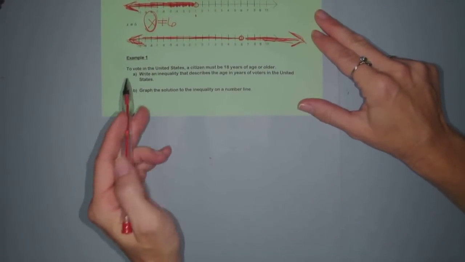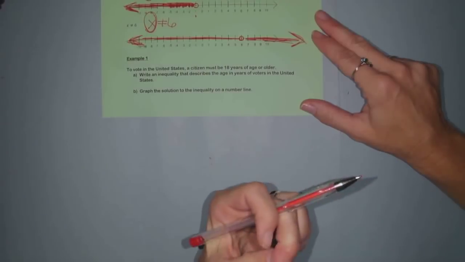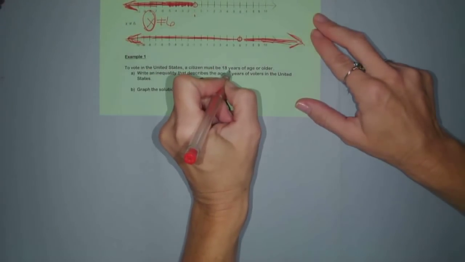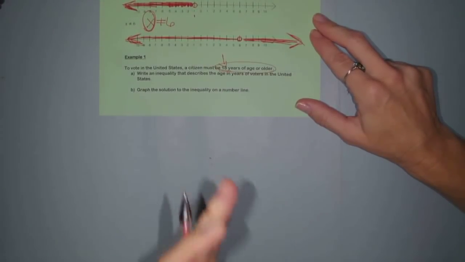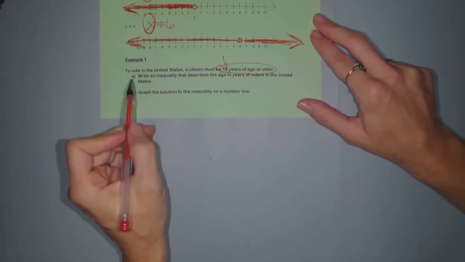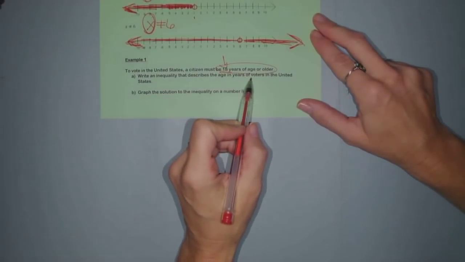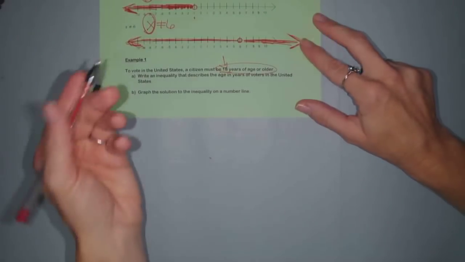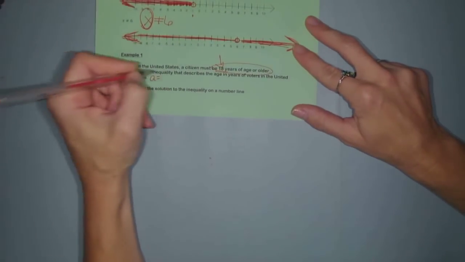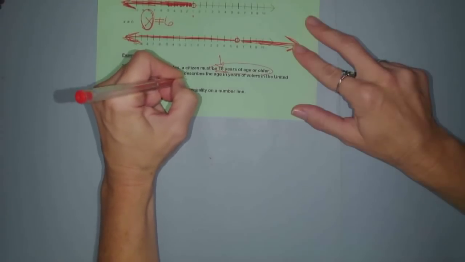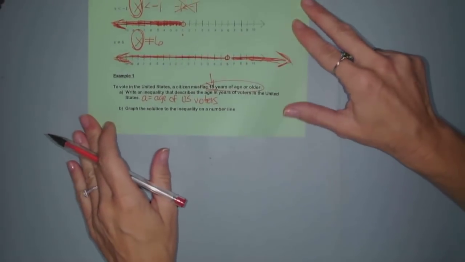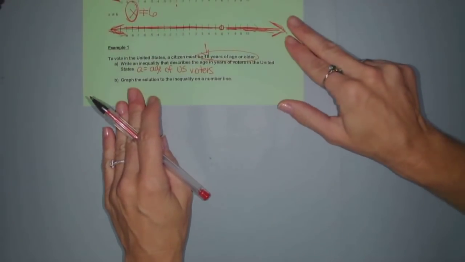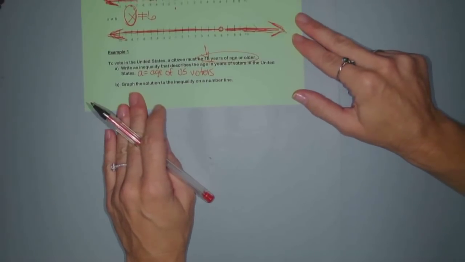Okay, let's look at example 1. It says, and this is true, to vote in the United States, a citizen must be 18 years of age or older. So you can be 18, 18 or older, but nothing less. Write an inequality that describes the age in years of voters in the United States. Okay, so let's let A equal the age of U.S. voters. And now let's write an inequality statement. You might want to pause the video and try it yourself and come back to see if you're correct.